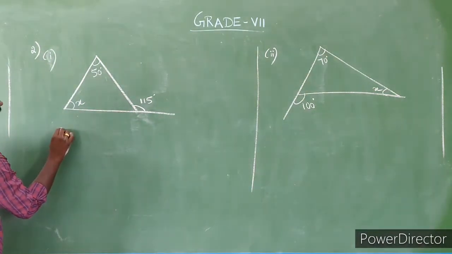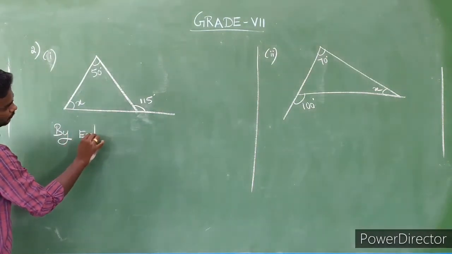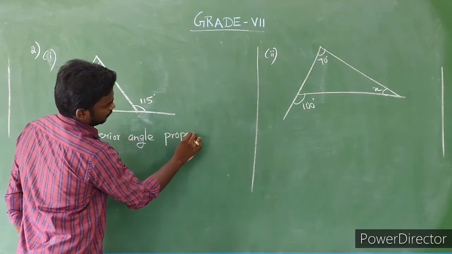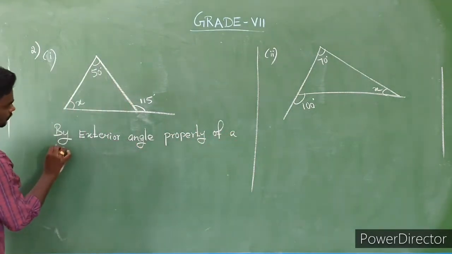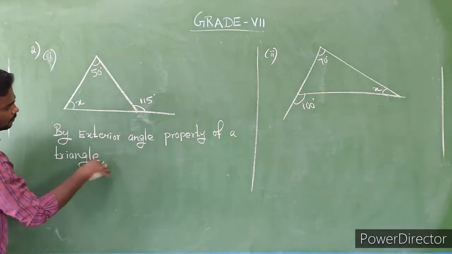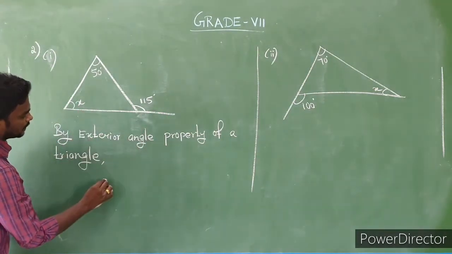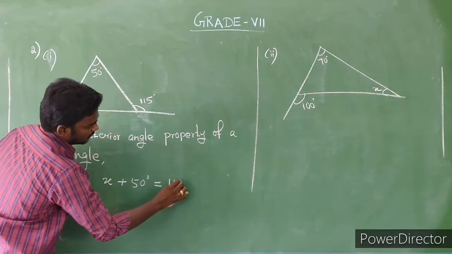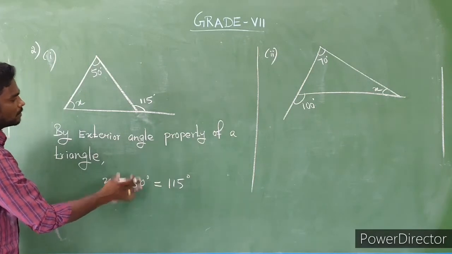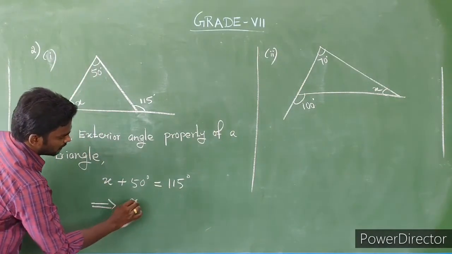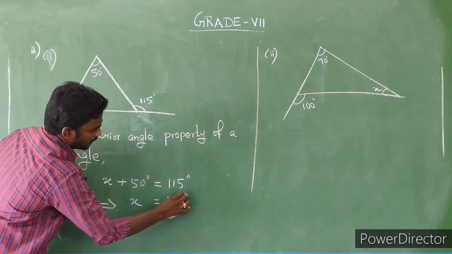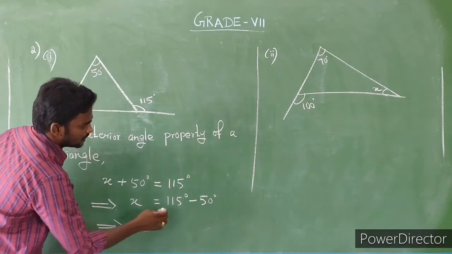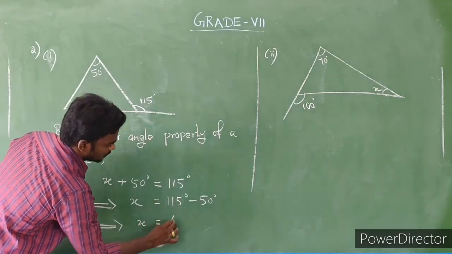By the exterior angle property of a triangle, what is the exterior angle property? Sum of interior opposite angles. That means x plus 50 degrees is equal to the exterior angle 150 degrees. So we keep the value x on the left side and on the right side 150, and plus 50 is transposed to minus 50 on the right side. Implies that the value of x is equal to 150 minus 50.